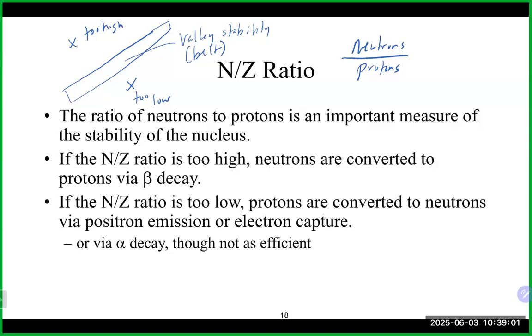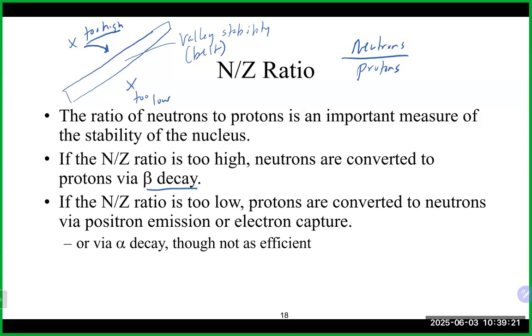And if that N to Z ratio is too high, neutrons will be converted into protons through the process of beta decay. So if you do the ratio and it's too high, that nucleus will go through a beta decay. And what it will do is bring the ratio heading back down to a more stable ratio.